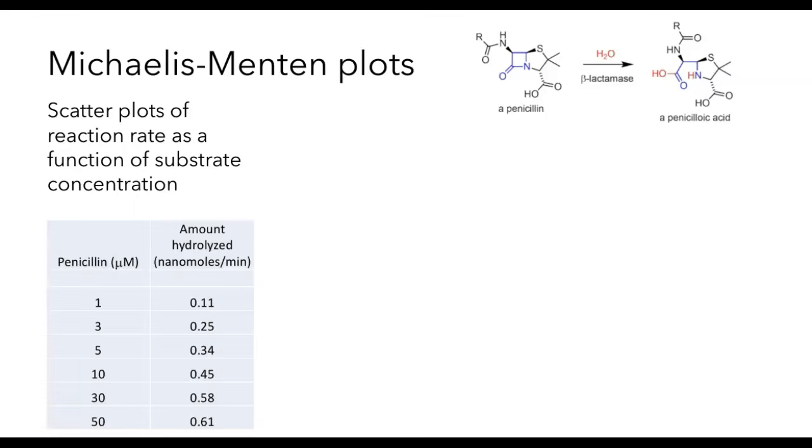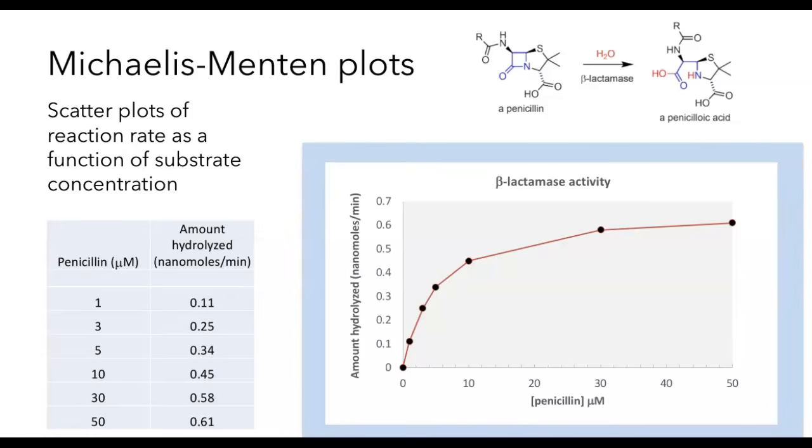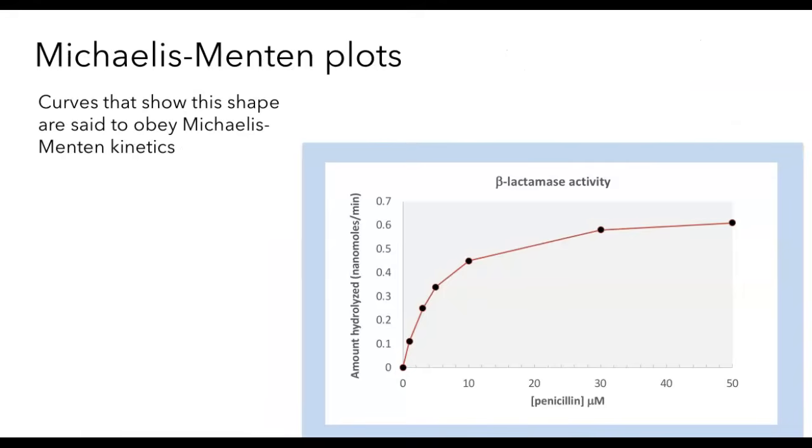Well, here's some data. In order to make a Michaelis-Menten plot, you need to vary the amount of substrate and then determine a rate. And that's what's shown in these two columns. We've got a bunch of different concentrations of penicillin, the substrate, and then the reaction rate. And here's the plot that you would make with them, simply taking each row and treating it as an XY point and then plotting it. So we've got the amount that's hydrolyzed as a function of the concentration of penicillin. And what I want you to see is that the curve increases and then it bends over and reaches this plateau. Curves that show this shape are said to obey Michaelis-Menten kinetics.